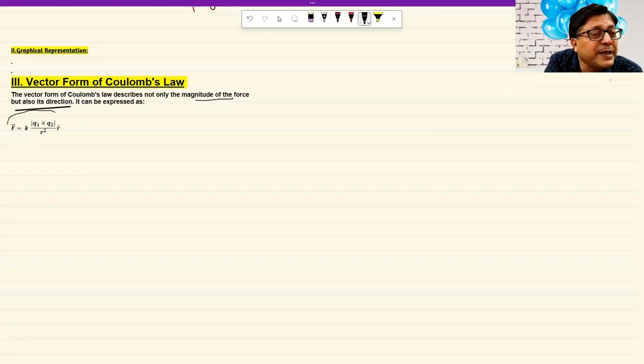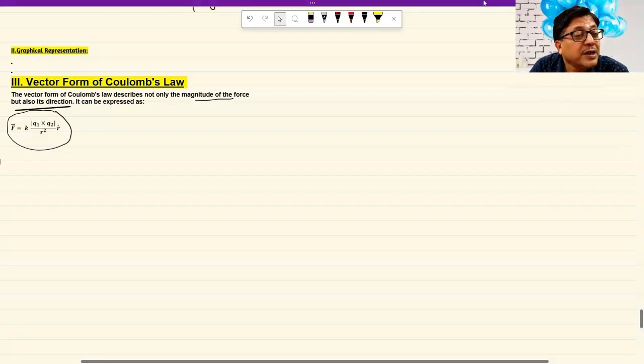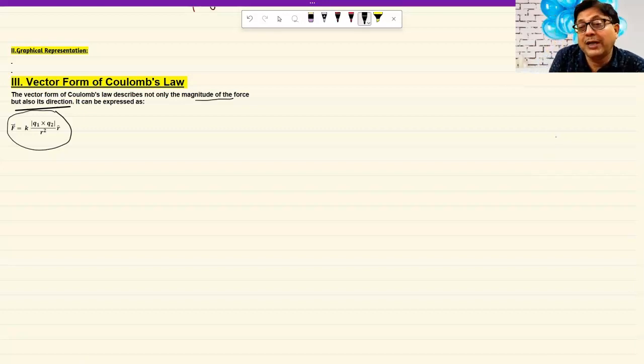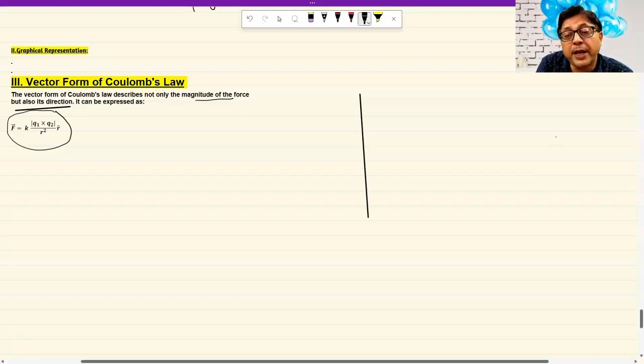It can be expressed in this form. If you can see, that arrow is there. This R also, R cap, arrow is there. We have to understand what is R cap. What is the direction of F? So let us take this three-dimensional coordinate system.